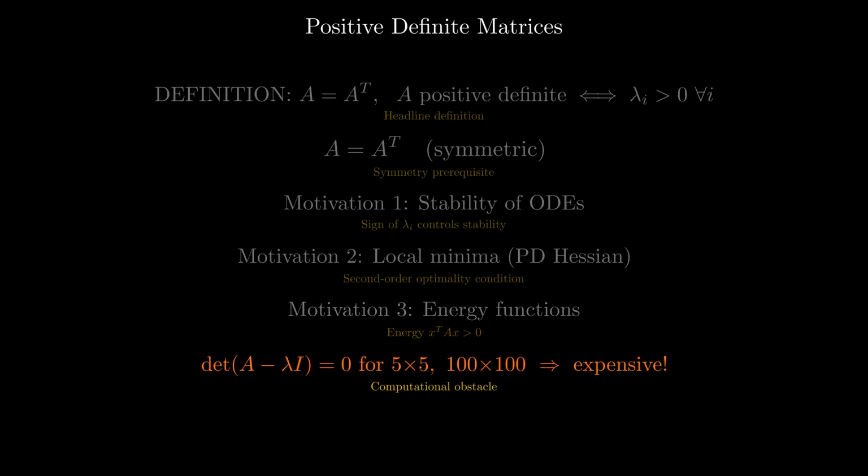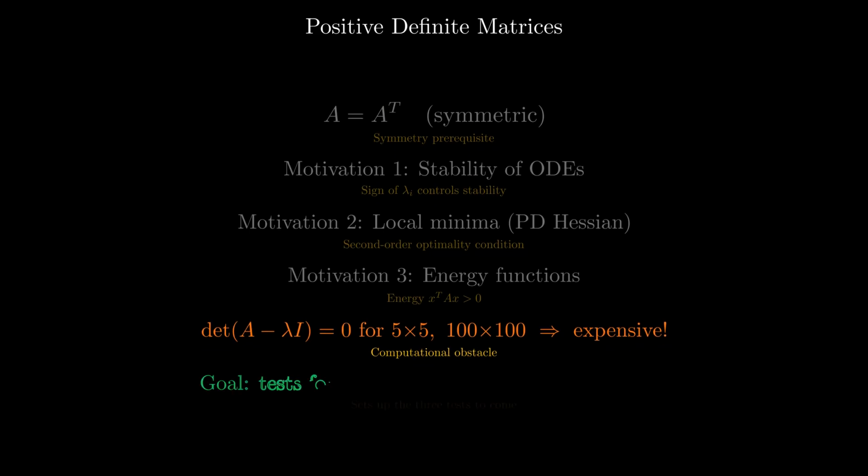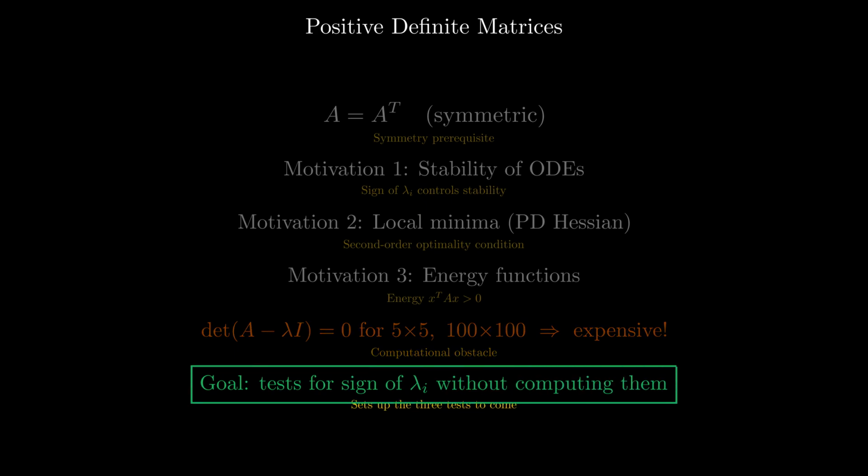And here is the catch. Solving the characteristic polynomial for a 5 by 5 matrix is brutal. For a 100 by 100 matrix, it becomes iterative and slow. We need shortcuts that reveal sign information without producing the eigenvalues themselves. There are 3 equivalent tests that detect positive definiteness.